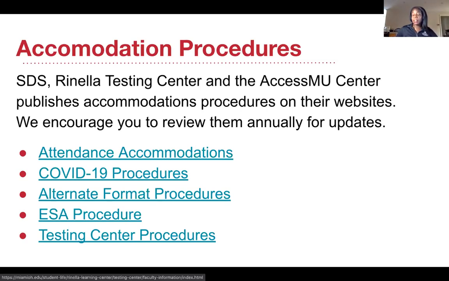But with the pandemic, we did develop specifically a COVID-19 accommodation procedure, which may turn into a pandemic accommodation procedure. We may change the name of that at some point. Again, students can request alternate format, and just be aware that there's something called preterm consultation.